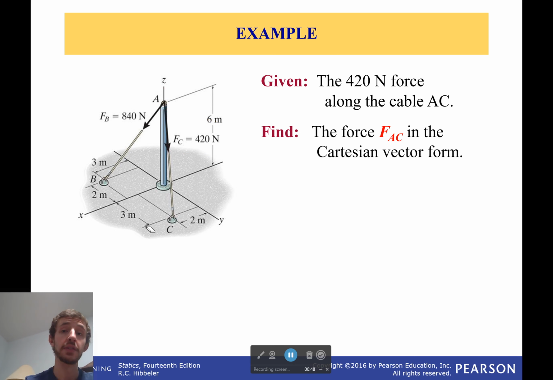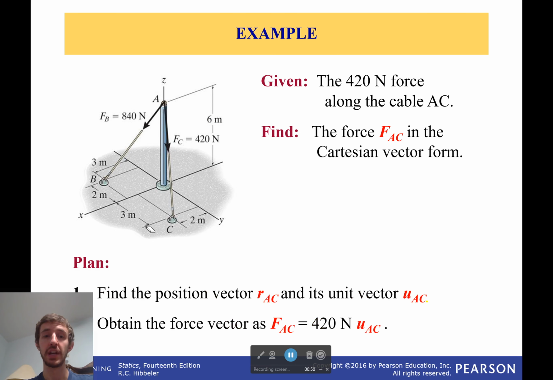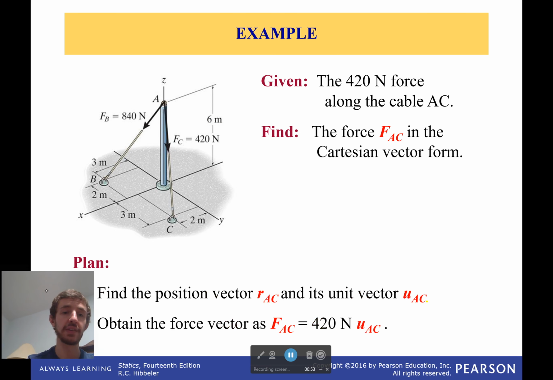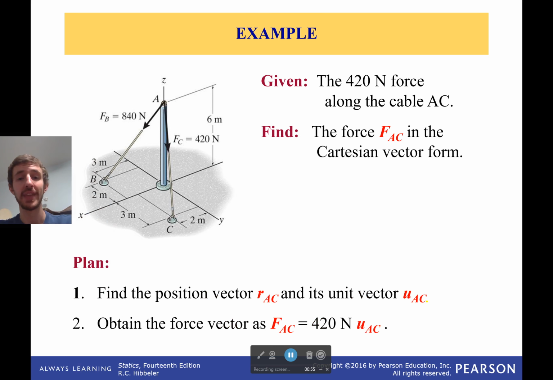Okay, so here's how you do it. What we want to do is find the position vector and then turn it into a unit vector. You know how to do that. I'm not going to tell you because we learned about it in a previous video. You're going to obtain the force vector by multiplying the magnitude of the force by that unit vector, which is pretty much how you solve the problem. So go and try it. You can do this. I believe in you.